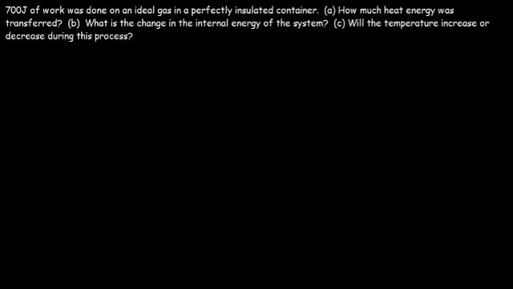700 joules of work was done on an ideal gas in a perfectly insulated container. How much heat energy was transferred? So first, is the work positive or is it negative? Since work is done on the gas, the work is negative 700 joules. Anytime work is done on the gas, it undergoes compression.